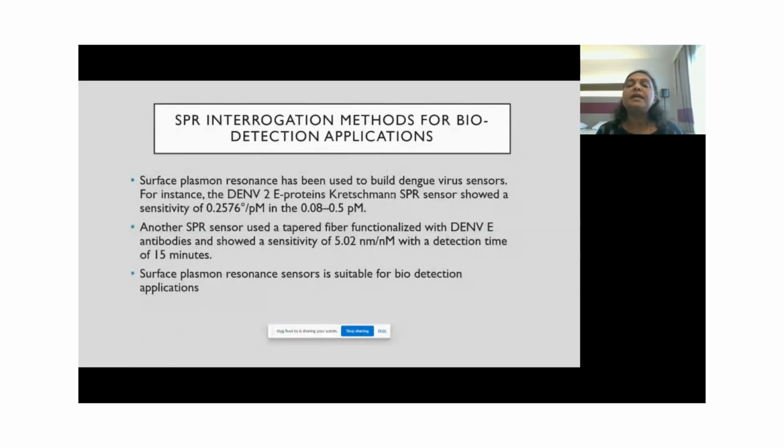SPR has been used to build dengue fever sensors, for example, using the Kretschmann SPR sensor that I demonstrated earlier. And it is able to give a performance with a sensitivity of 0.2576 degree, within the range of 0.08 to 0.5 pm. Another SPR sensor used a tapered fiber functionalized with dengue fever antibodies as well, which shows a sensitivity of 5.02 nanometer with a detection time of 15 minutes. So these SPR sensors are suitable for biodetection application.